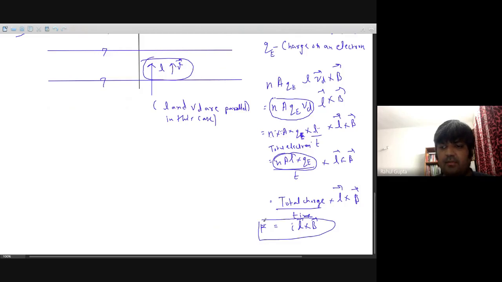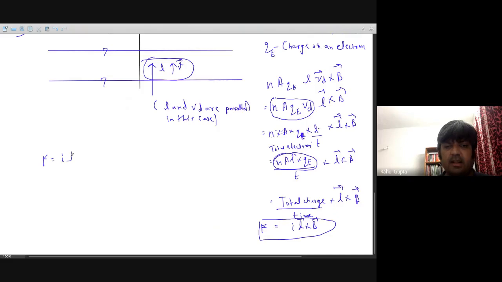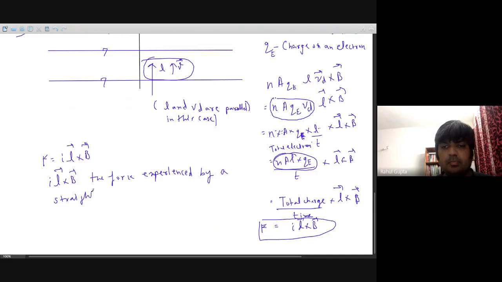So F equal to IL cross B, I'm rewriting it here. This is the derivation, and IL cross B is basically the force experienced by a straight current carrying conductor in an external magnetic field.